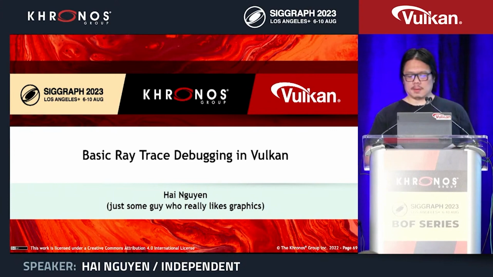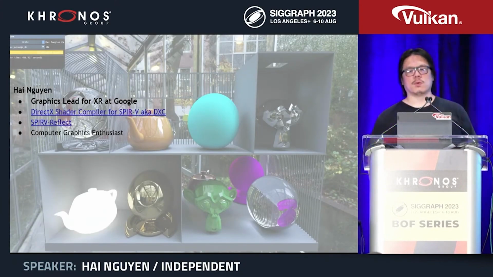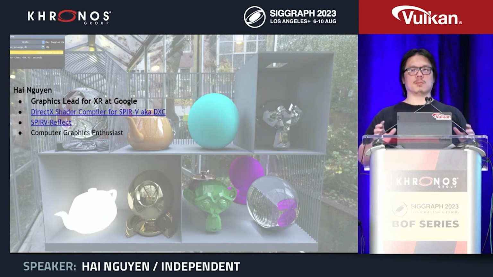So a little bit about me. My name is Hai. I am a graphics lead for XR at Google. I previously worked on Stadia. I contribute to DXC and SPIRV-Reflect. Like many of you, I love computer graphics, and thank you for being here. And I know I'm the barrier between you and beer, so I'll try to make this quick.